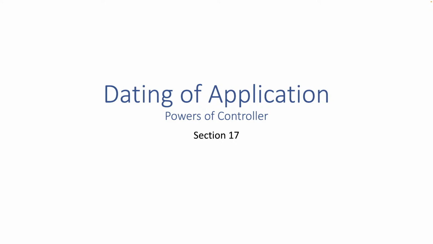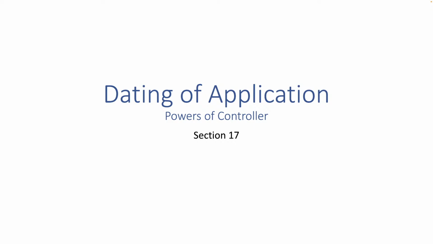Okay, we start with dating of application. Now this comes under the chapter powers of the controller. The controller has quite a lot of powers. We have already gone through the powers under section 16, which is to divide an application. It can be done voluntarily, or it could be done based on an objection raised by the controller. Now section 17 gives the power to the controller to date an application.